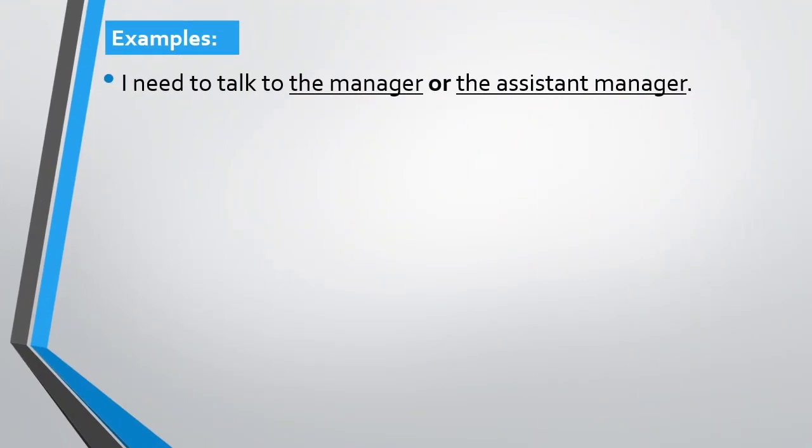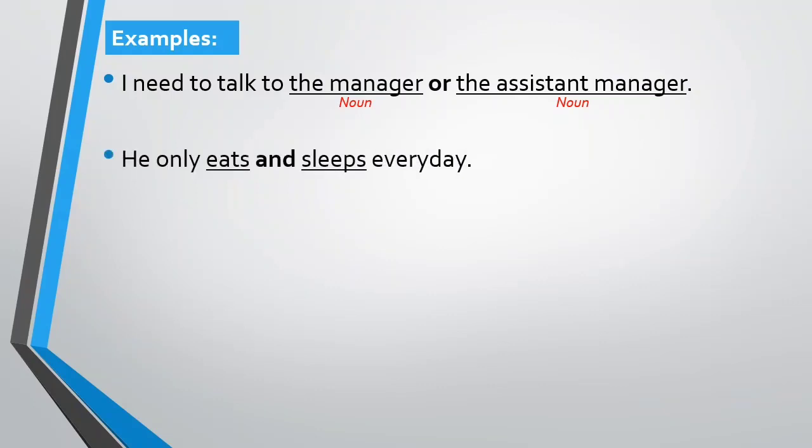For example, I need to talk to the manager or the assistant manager. In this sentence, the two nouns, the manager and the assistant manager, are joined by a coordinate conjunction or. The second example, he only eats and sleeps every day. In this sentence, the two verbs with the same structure, eats and sleeps, are joined by a coordinate conjunction and.